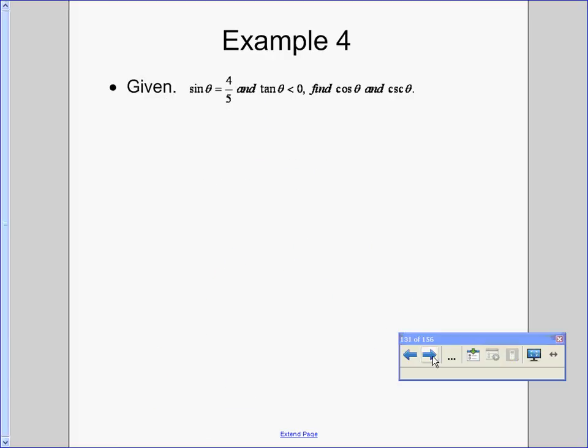All right. On this next example, I am telling you that the sine of theta is 4/5 and the tangent is less than 0. And we're going to use that information to find cosine and cosecant. All right. So the information that I've given you is enough to figure out which quadrant we're in.